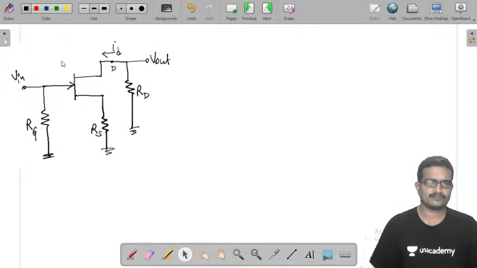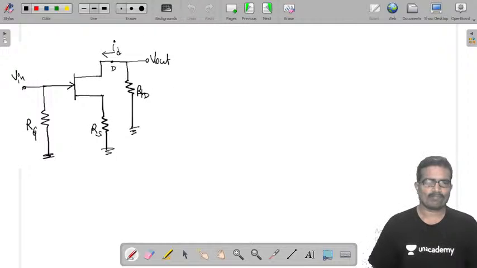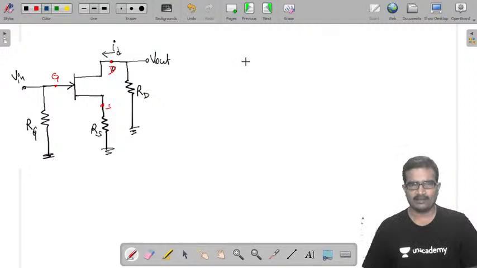Now this is ID. Replacing this FET by its small signal equivalent. If you observe, this is going to be the gate terminal, source terminal and drain terminal. Okay, replacing this FET by its small signal equivalent like this.